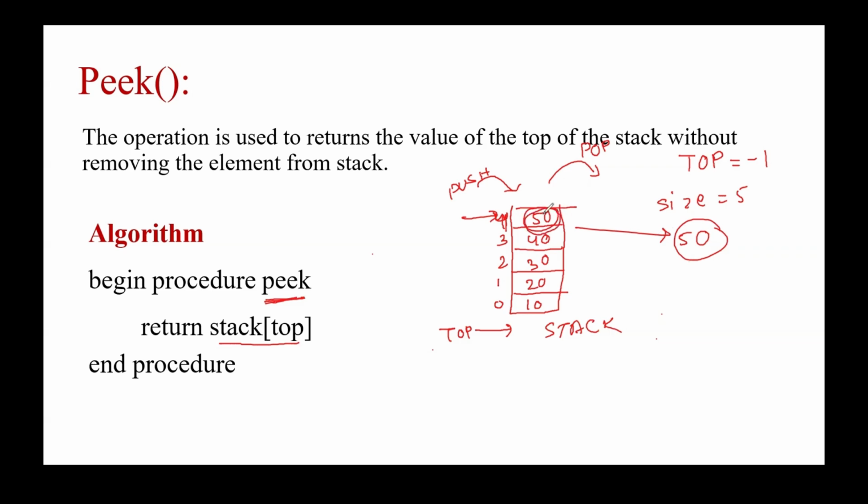If you go for pop, it retrieves the value, but if you go for peek, it only retrieves the information stored inside the topmost element. Next topic we have to cover is the time complexity of stack operations. For push operation, order is 1. For pop operation, order is 1.